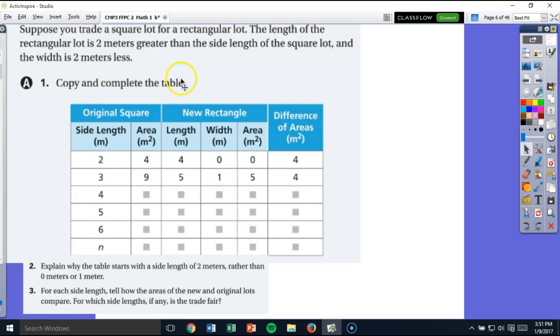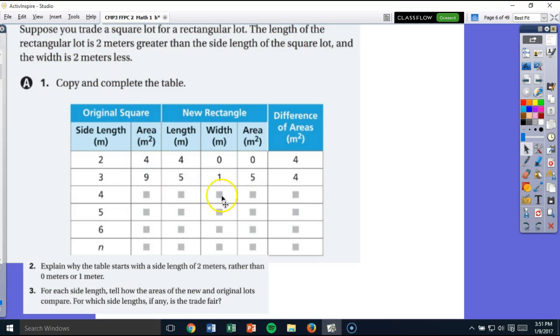So A1 says copy and complete the table. And I'll have handouts for you to be able to complete this table here. So our original square, it tells us what the side length is, and we go 2, 3, 4, 5, 6, and n. And then we calculate our area here. We calculate our area based off of the original square, and then we do our adjustments for the length 2 meters greater and the width 2 meters less.